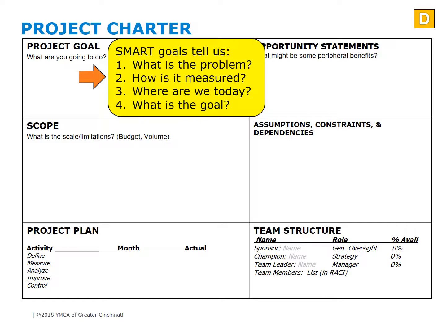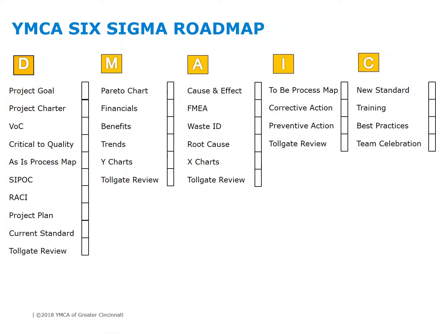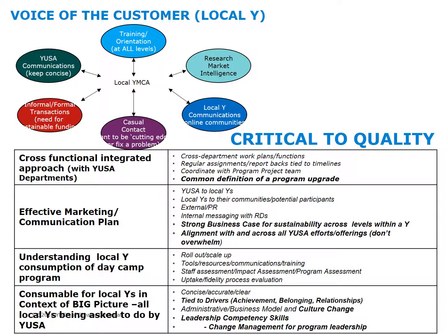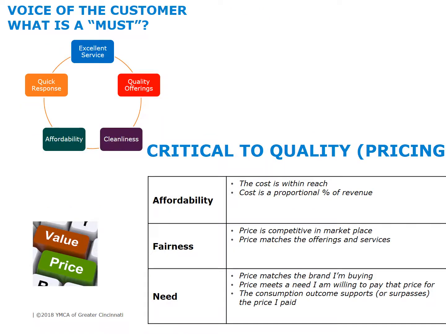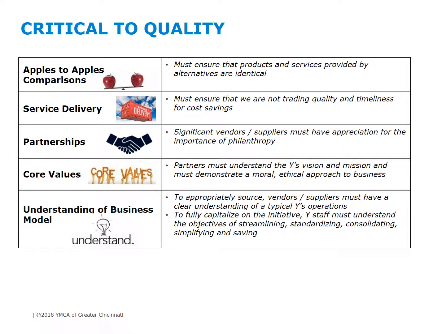The next 2 tools in the define phase are all about capturing what the customer wants. Voice of the customer, or VOC, and critical to quality characteristics, or CTQs, should be specific to a given project. For example, a project relevant to a local YMCA must consider things that are important to branch members in a given community. A project about membership pricing across the association will consider factors related to our customers' needs for value, affordability, and fairness. And a project relating to suppliers must consider customer expectations for service delivery, core values, and partnerships.